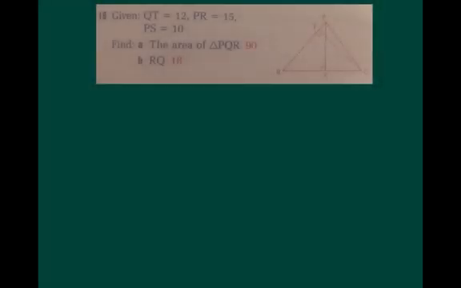Okay, thanks for watching. Number 18 on page 521 points out one of the tricks that comes up in this chapter, and it's really useful to learn, and maybe it's a little hard to see. So let's go through it. They give us this triangle PQR, and they tell us that QT, the altitude drawn from Q, is 12, PR is 15, so that's the side that QT is drawn to, and PS, the other altitude, is 10. And they would like us to find the area of the triangle and the side RQ.